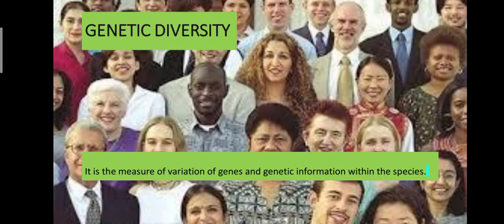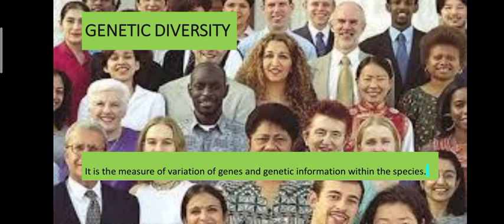So the first type of biodiversity is genetic diversity. What do you mean by genetic diversity? As the name itself says, genetic means something which is related to genes and genetic information. So combining together, we can define genetic diversity as the measure of variety of genes and the related genetic information that are present in an organism.